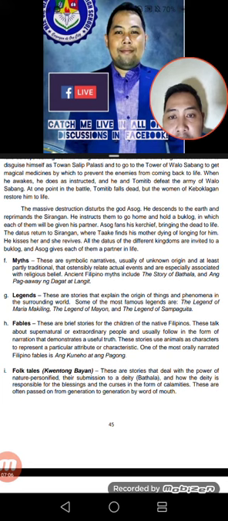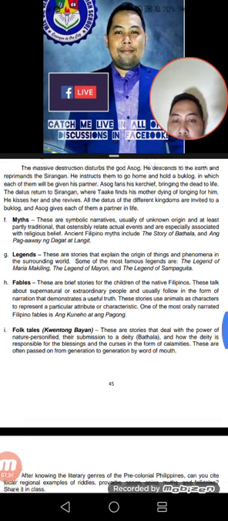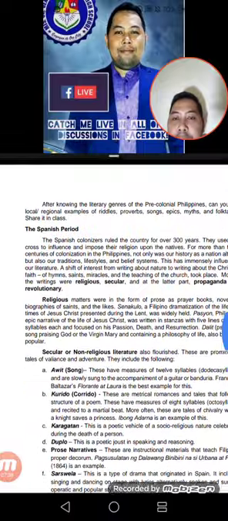So we have next the myths, the legends, the fables, the folk tales. Myths are symbolic narratives, usually of unknown origin, at least partly traditional, that ostensibly relate actual events and are especially associated with religious belief. Legends, alamat, like the legend of Maria Makiling. Fables, these are brief stories for children of native Filipinos. Folktales, the kwentong bayan.